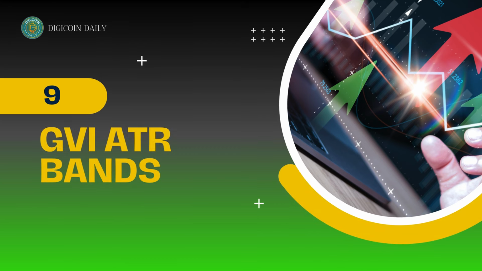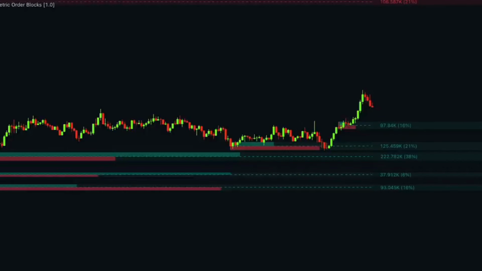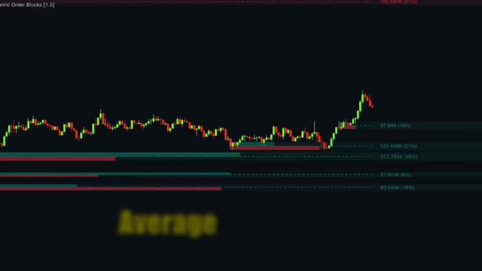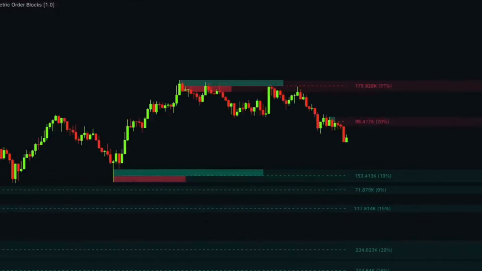The next indicator is the GVI ATR Bands. This indicator is designed to calculate a trailing stop using the average true range of the market. This approach considers the volatility of the market to avoid being prematurely stopped out by short-term fluctuations. This way, traders can focus on the longer-term trend and not get shaken out of trades too early.